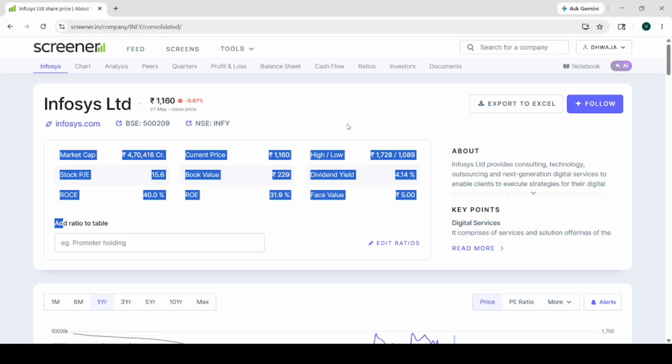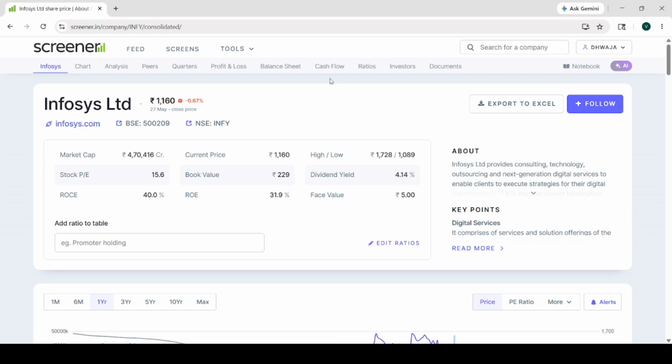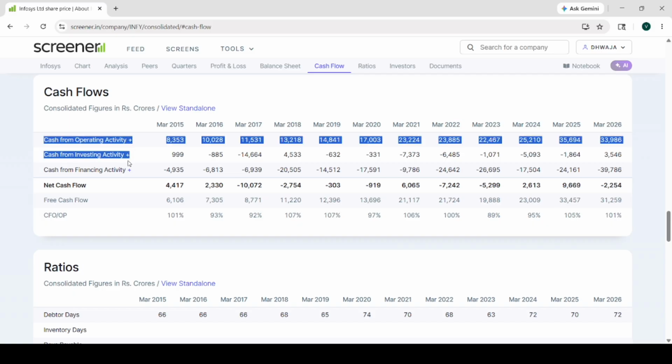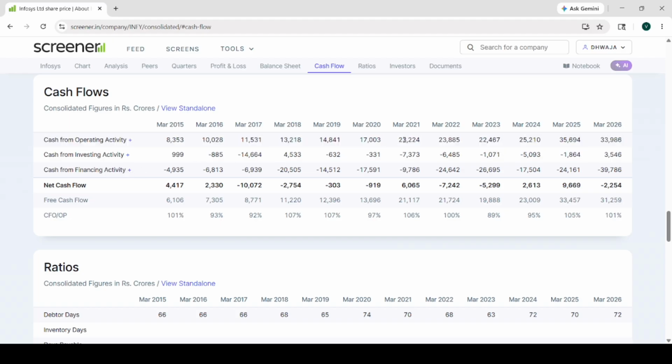Then what you have to do is check the cash flow. Click on cash flow at the top. As the second step, you will see the cash flows. There are three types: cash flow from operating activity, cash flow from investing activity, and cash flow from financing activity. The third step: check whether the operating cash flow is positive for the past 5 years. Here in this company it is growing for the last 5 years.